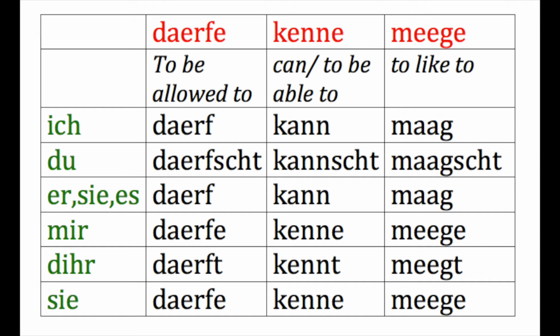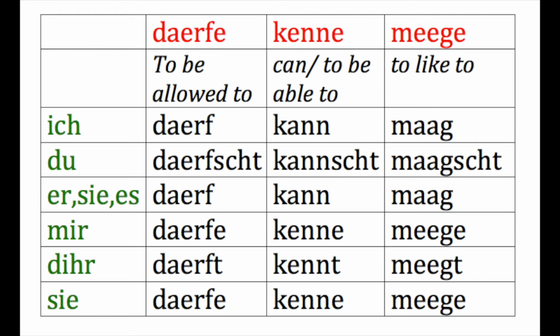But let's look at the next one, kenne. Notice that when we go to ich, the E changes to an A, and it becomes ich kann, and du kannst, and er, sie, es kann.